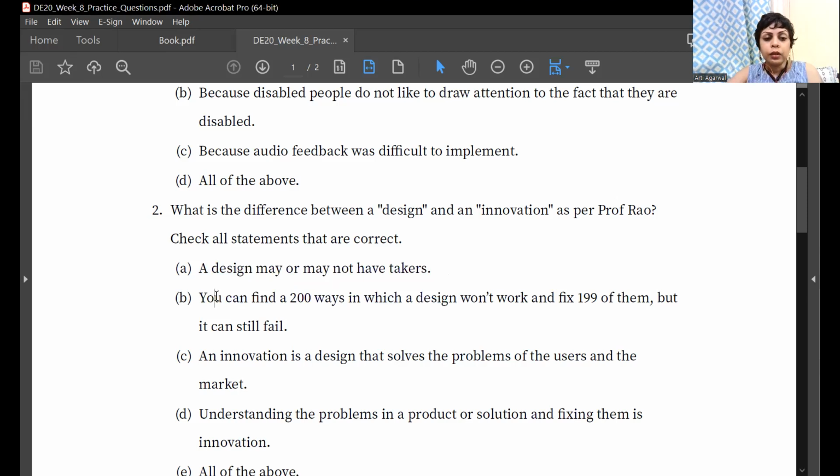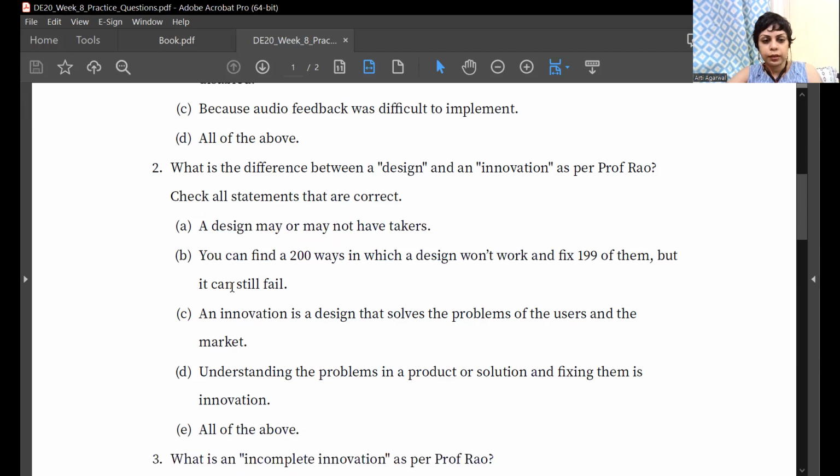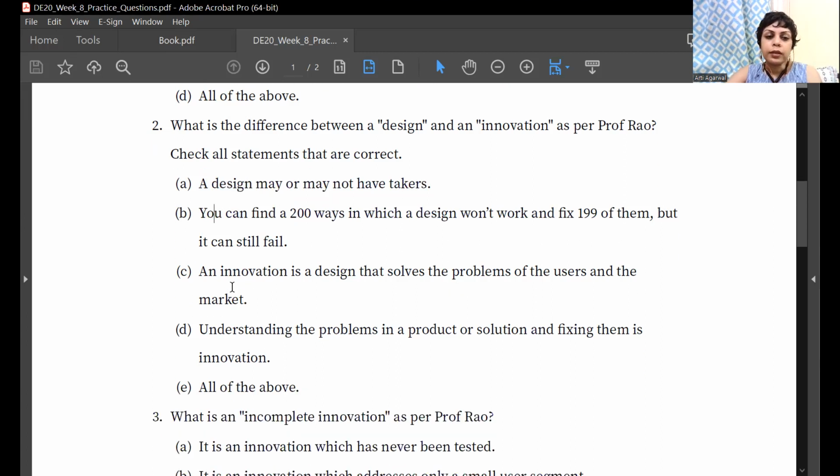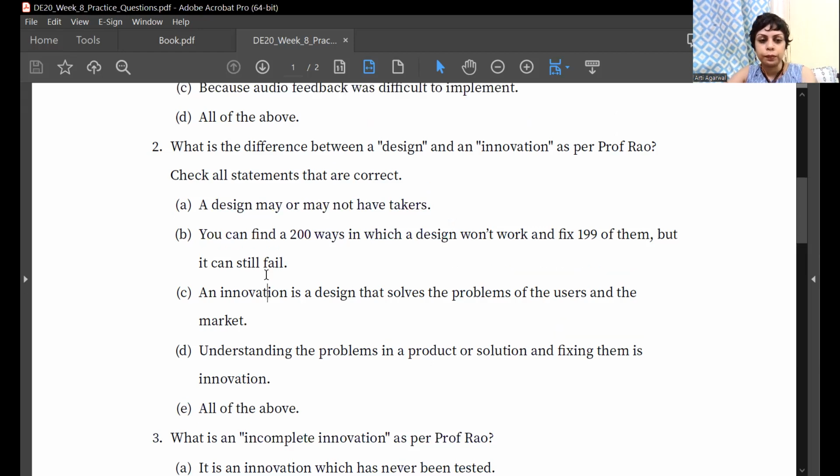B is again directly taken from the lecture itself. He says they can find 200 ways in which a design won't work and fix 199 of them, but it can still fail. So this is what he's trying to say, that an innovation is one which has figured out the way it works. It's not just about finding some of the ways to make it work, but it has fixed all the ways in which something may not work. That is when it is an innovation.